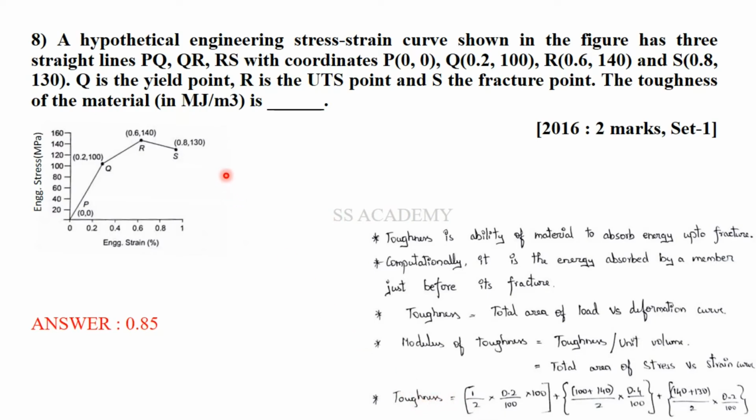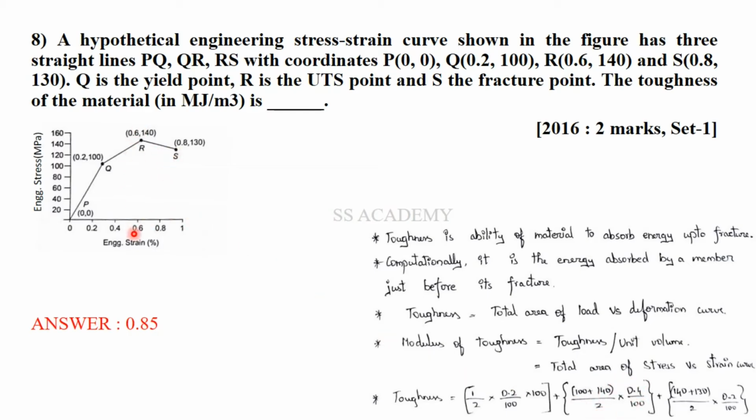So in here they have asked us toughness. I have noted it as toughness is equal to, first we have a triangle up to 0.2, 100. So we are finding it as half BH. We know that it is given in percentage, so we are dividing by 0.2 by 100 into 100. Similarly, the next QR segment is considered as a trapezium, and I have considered (100 plus 140) by 2 into 0.4 by 100. This is the area of a trapezium.